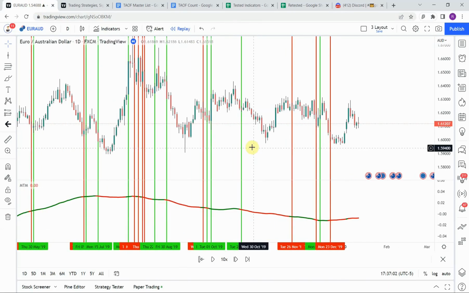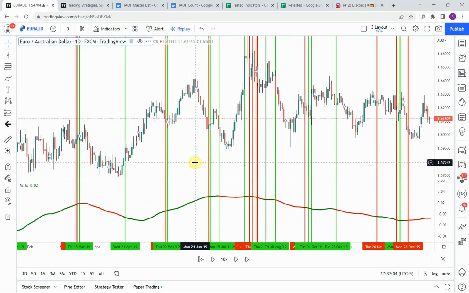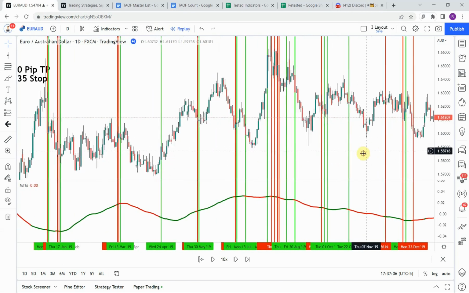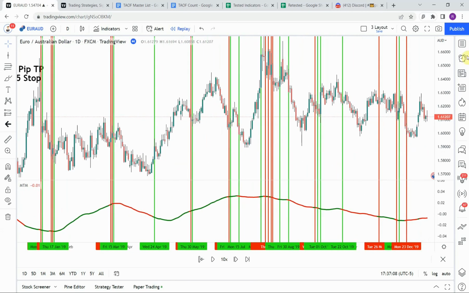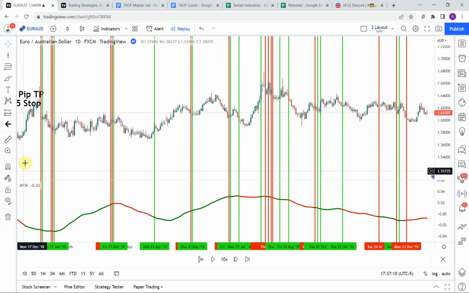All right, back to our indicator here. So we've got quite a few trades within the 1 year's time, so that's pretty decent. Let's go ahead and count these out and see what we get out of it.